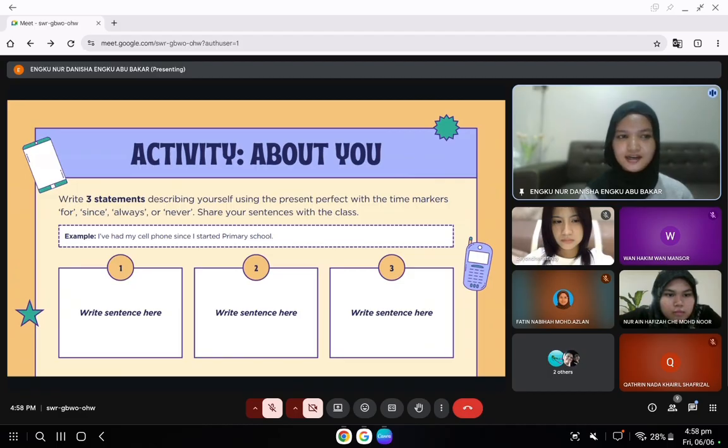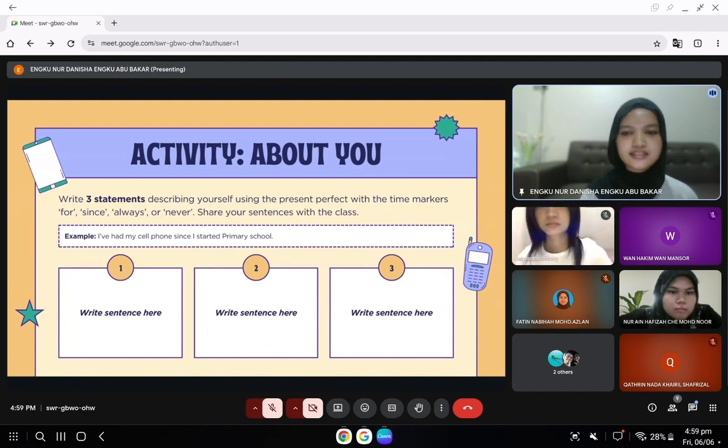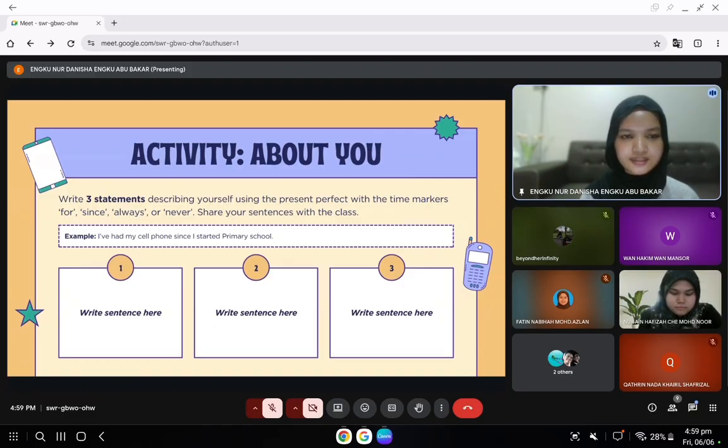Okay, so we will continue with this activity about you. You have to write 3 statements describing yourself using the present perfect with the time markers for, since, always, or never, or the other time markers that we have learned just now, and share your sentences with the class. For example, I have had my cell phone since I started primary school. Okay, I'll give you around 1 minute. Is that enough time for you? Yes. Okay.